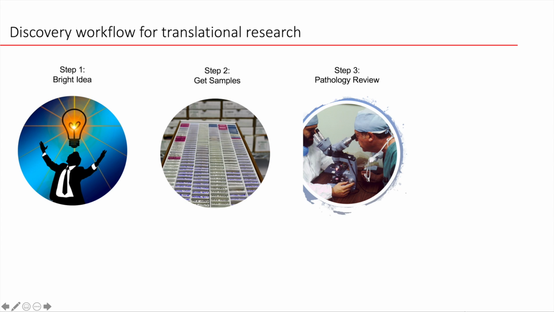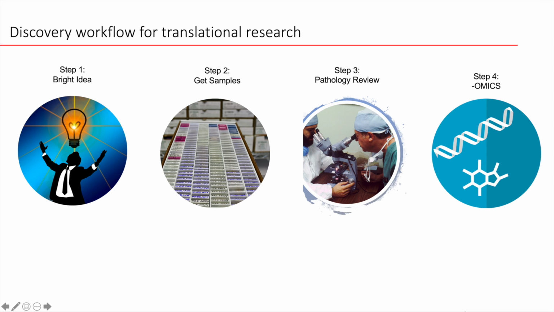Once you get your specimens, you're going to do a pathology review, which entails setting up an appointment with a pathologist and asking them to identify what you're looking to study under a microscope. And then, of course, as most translational research questions are now answered, you use some sort of omics technology to study the whole genome or whole proteome in search of biomarkers to find predictors of your specific subgroup of interest.